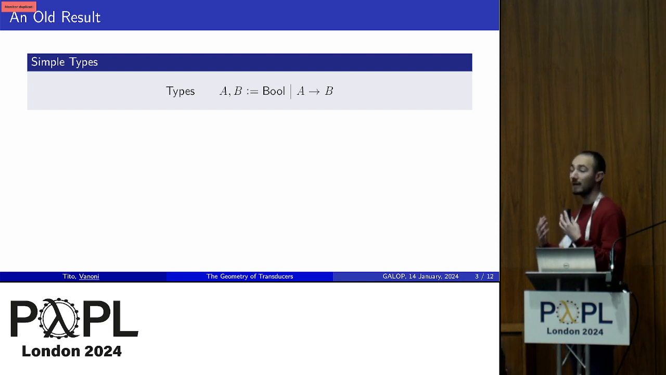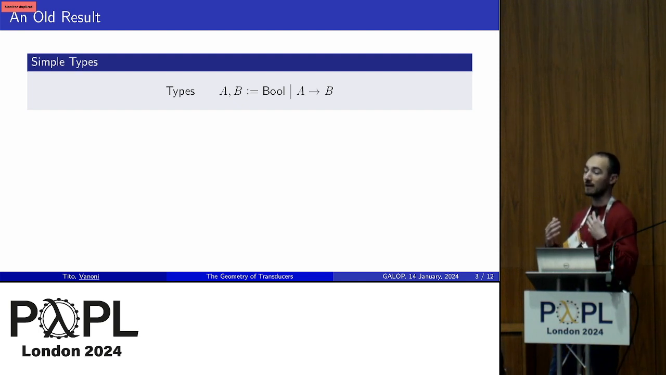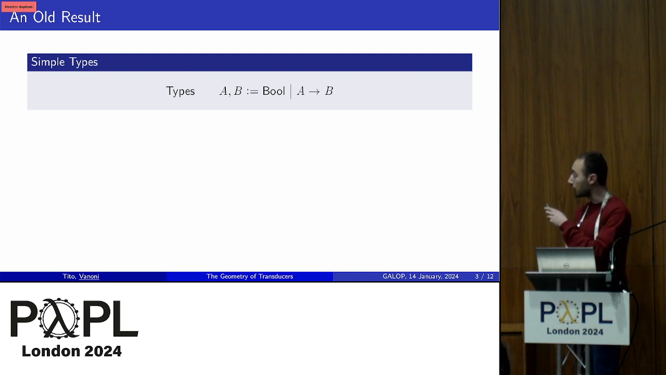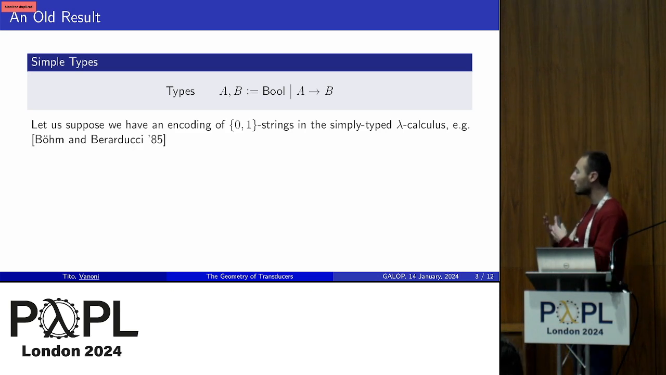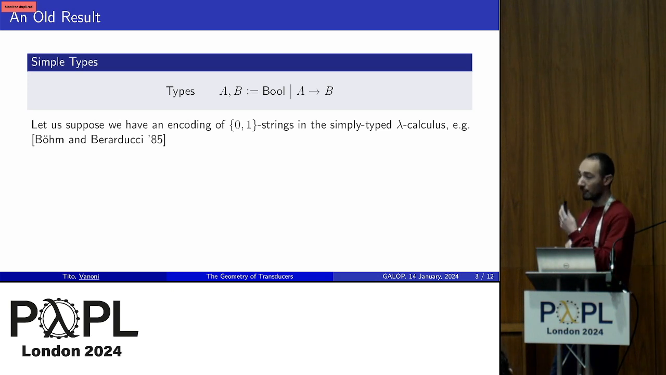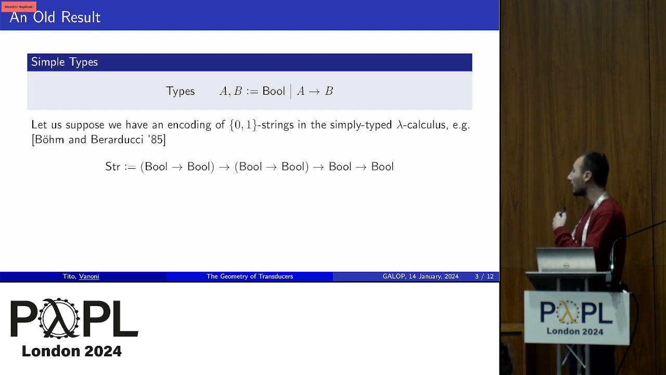And so the typical way in which we restrict the expressivity of the lambda calculus is via types. So we introduce a simple type system with Booleans as the base types and function types. So a standard simply typed lambda calculus with Boolean as the base type. And then we're supposed to have an encoding of 0-1 strings, for example, the one by Böhm and Berarducci, but there are many. If we have this, then the type of strings is the following one.